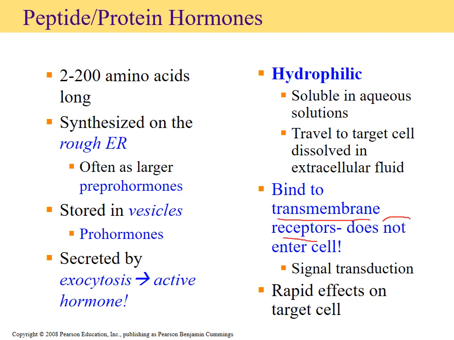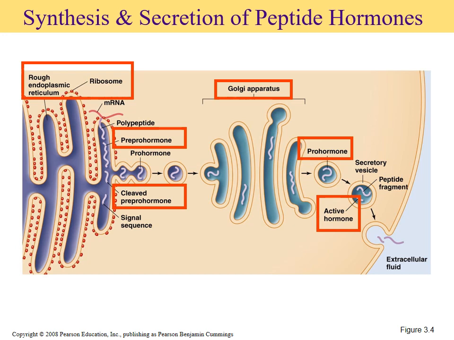They do not enter the cell because they cannot pass through the plasma membrane. And because they bind to the transmembrane receptors, we see that they activate a signal transduction pathway that often activates secondary messengers and causes an amplifying response. So you'll quickly have an effect that is desired by your target cell. Let's take a look at this from an illustrated aspect.